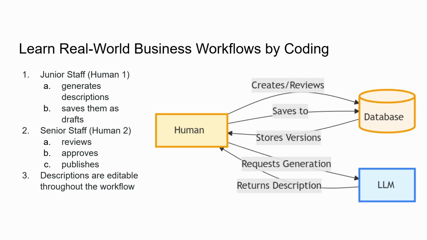The basic process that we'll be covering is a junior staff will generate the descriptions with the AI, and will save them into the database as drafts. A more senior person will then review the draft created by the junior staff and the AI, will approve it through a UI interface, and then publish it to this fictional store that we're creating so that other humans can then buy the products and make some money. The descriptions, which is the content generated by the AI, are editable throughout each stage of the workflow.